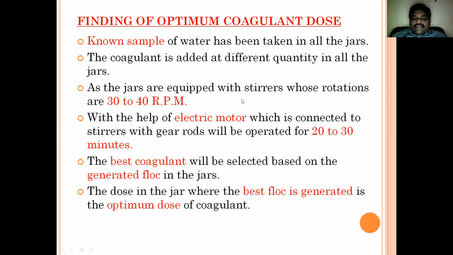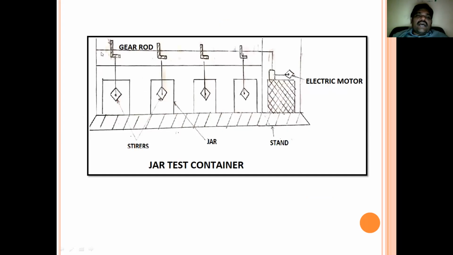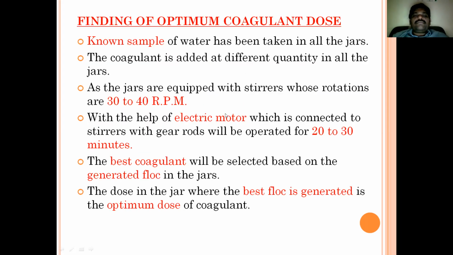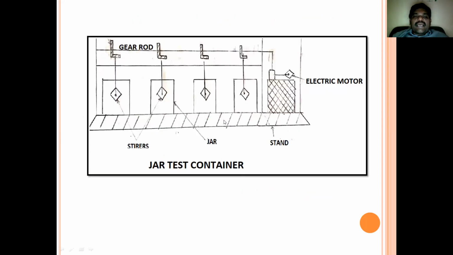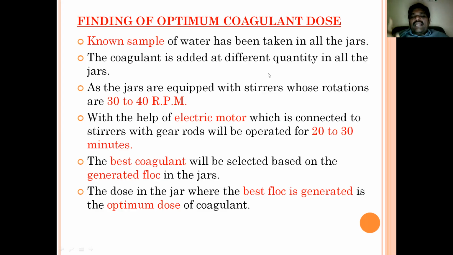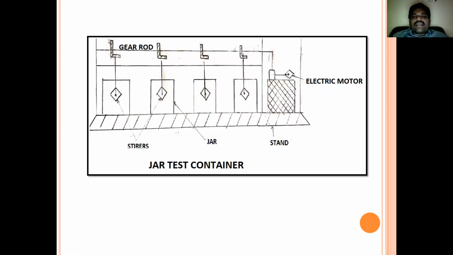See here, these stirrers are allowed to rotate at 30 to 40 RPM, rotations per minute. As they are connected to an electric motor, the paddles will operate, and it will continue for 20 to 30 minutes. Wherever the best floc is formed, that will be the optimum dosage of coagulant.